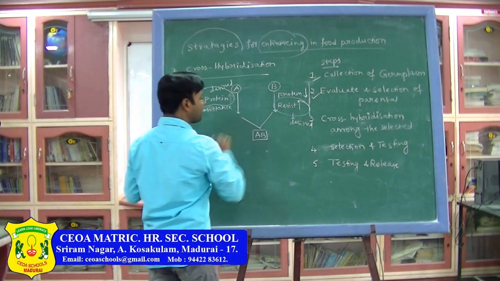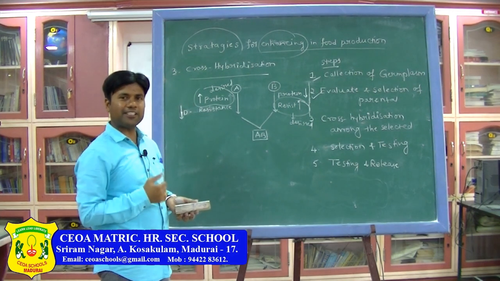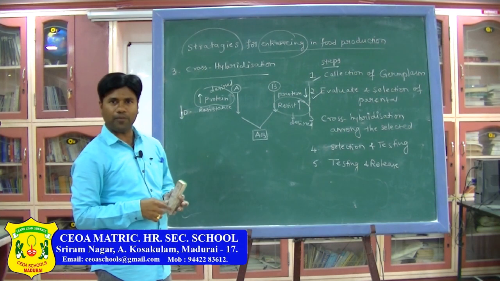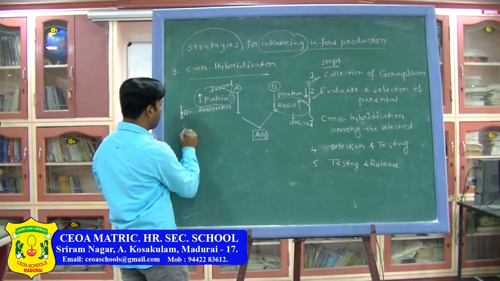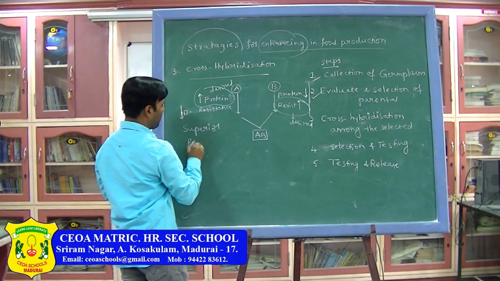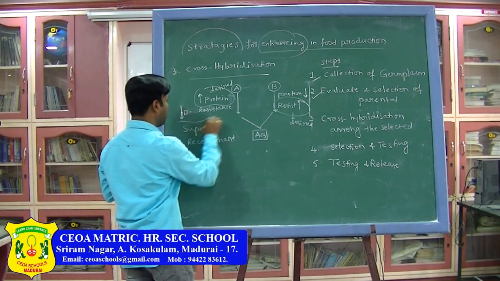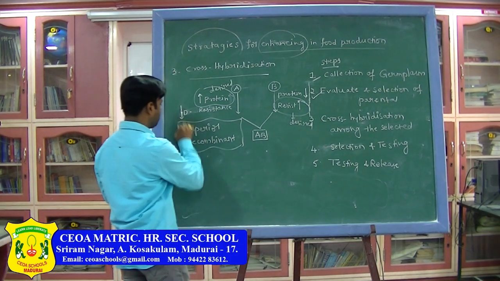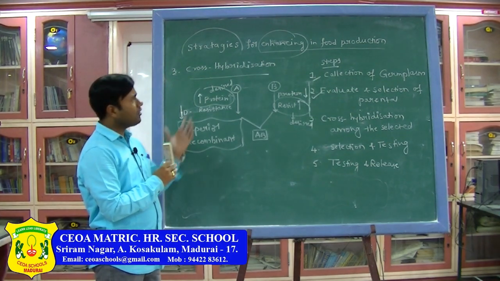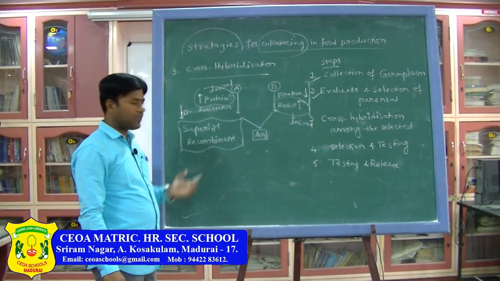A and B. This we call a hybrid. What is a hybrid? In the previous lesson we learned hybrid means a mixture of the two parents. Now I am calling this one a superior recombinant. Why superior recombinant? Because it possesses the characteristics of either or both parents, so it is called a superior recombinant.